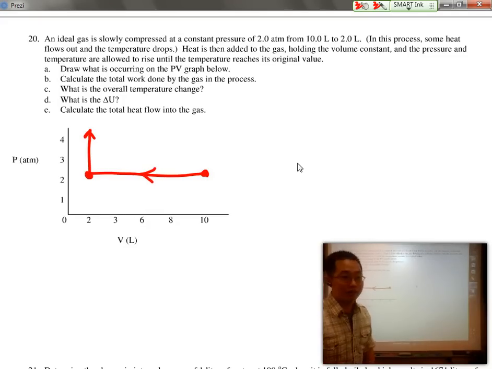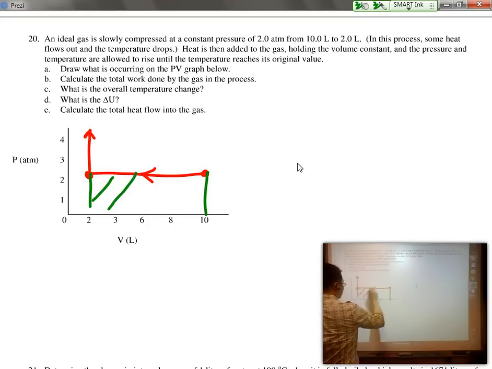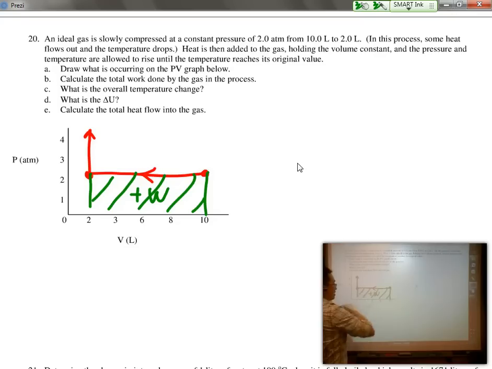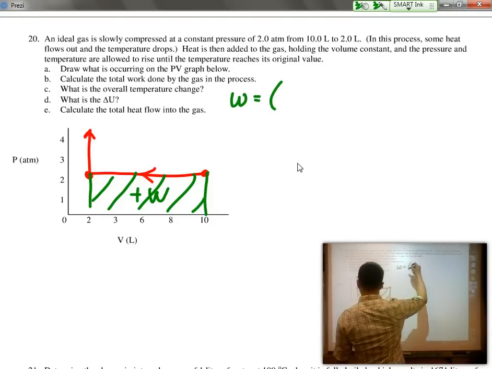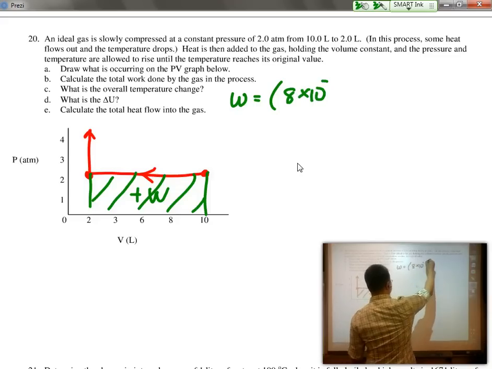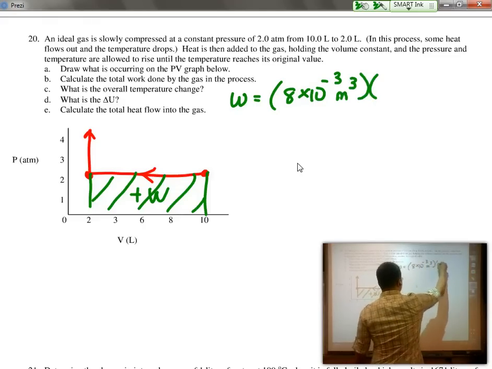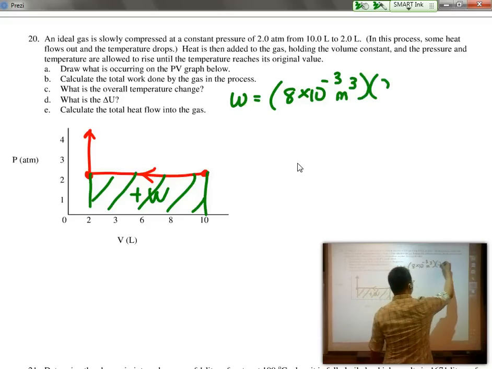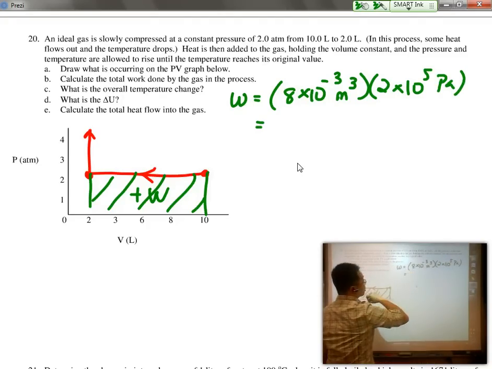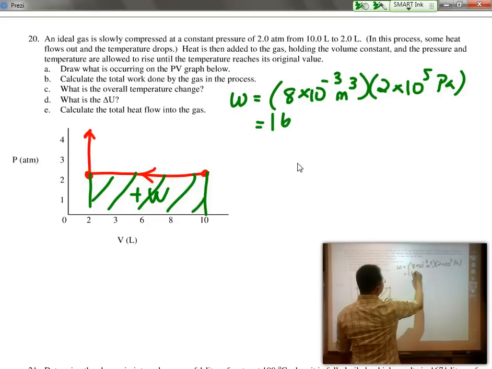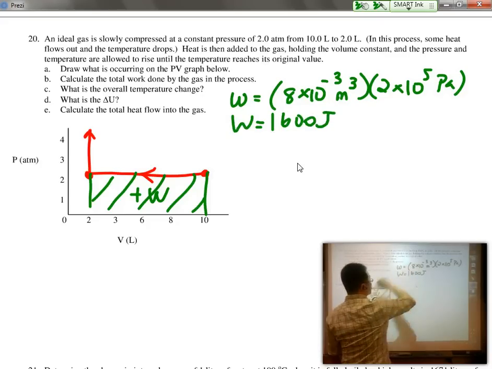So when they ask us to calculate the total work done by the gas, well, the total work would equal this area underneath the graph line, which would be positive work because the volume is decreasing. So the work would equal the base times the height. So the base is 8 liters, which is 8 times 10 to the negative third meters cubed, times the height of 2 atm, which is 2 times 10 to the fifth pascals, to get a total work of 1,600 joules.